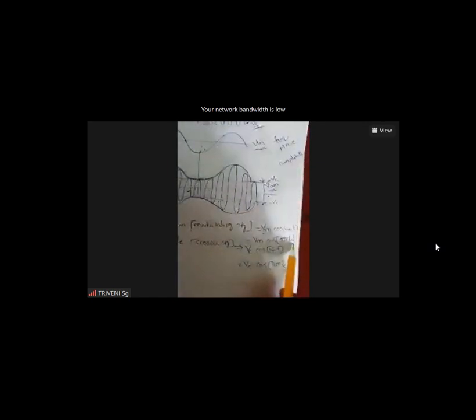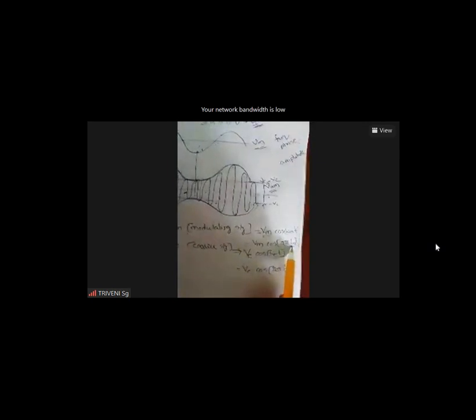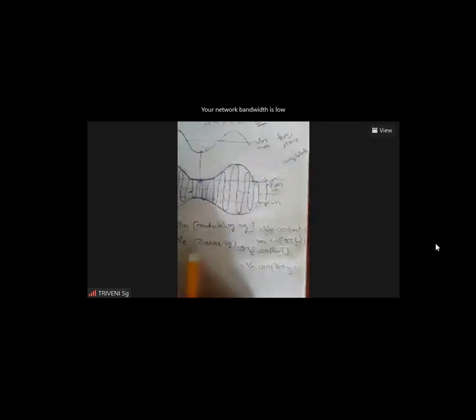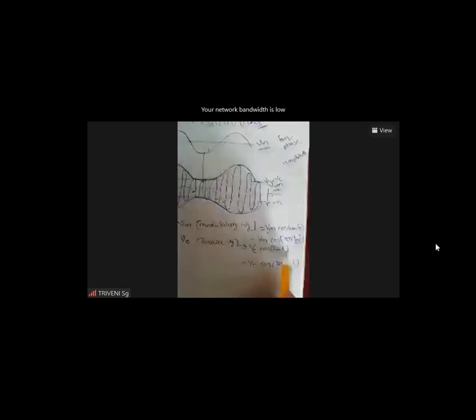Is it clear? The equation for the message signal is Vm cos omega mt or Vm cos 2 pi fmt, where fm is the frequency of the message signal. In the same way, the equation for the carrier signal is small vc equal to capital Vc cos omega ct. Okay, Vc cos omega is nothing but 2 pi f, 2 pi fc into t, where fc is the frequency of the carrier signal.